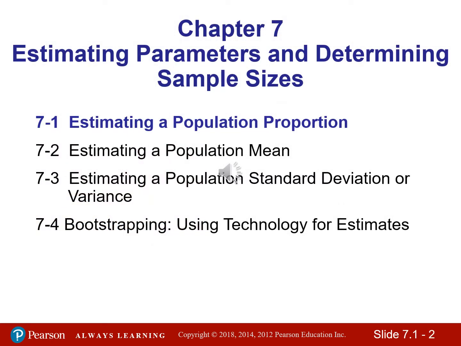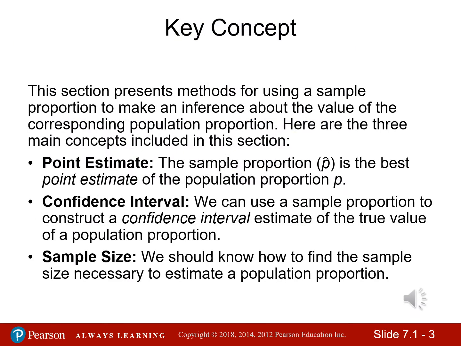In Chapter 7, we will cover estimating parameters and determining sample sizes. In this section, we'll begin with estimating population proportions. This section presents methods for using a sample proportion to make an inference about the value of the corresponding population proportion. Here are three main concepts included in this section.